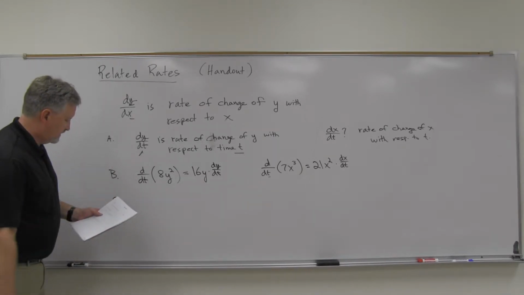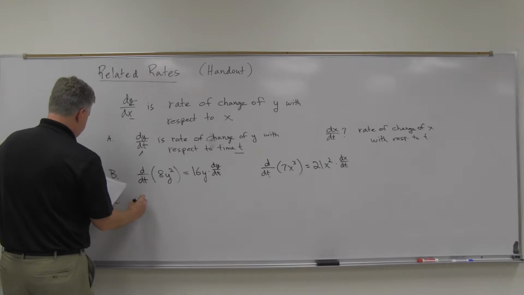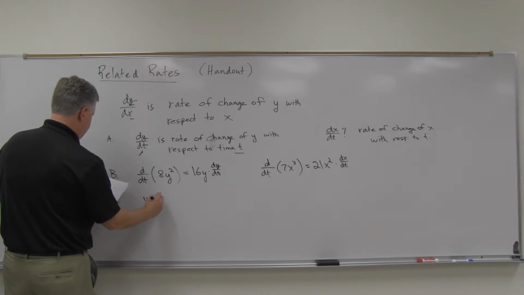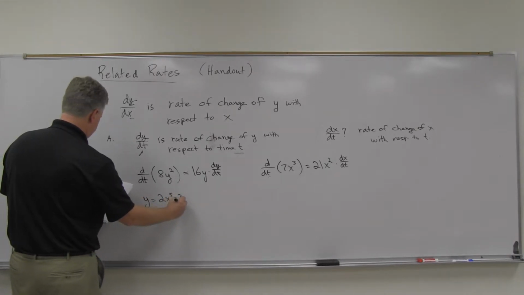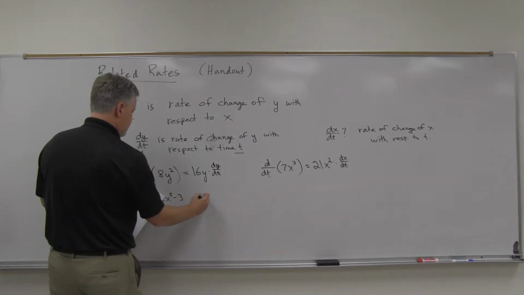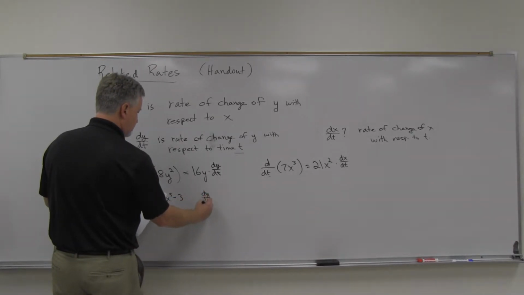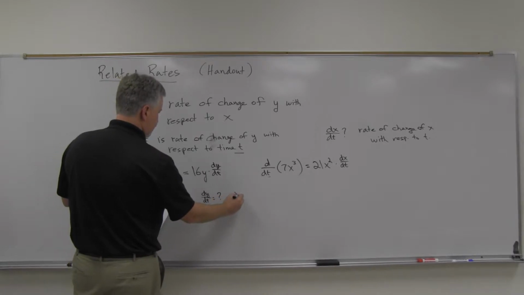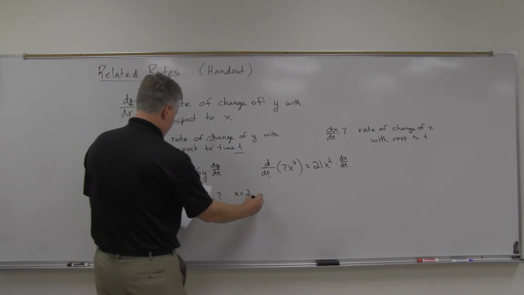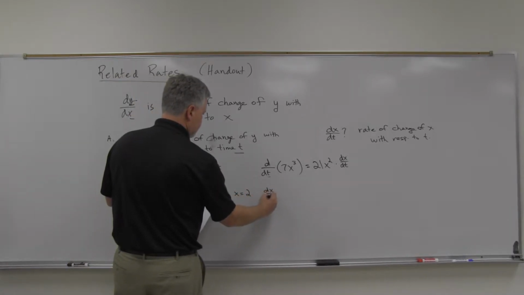So if you understand that, then let's jump here to c. So if we've got y equals 2x to the fifth minus 3, let's find dy over dt. So dy over dt equals what? If you've got x equals 2 and dx over dt is 4.